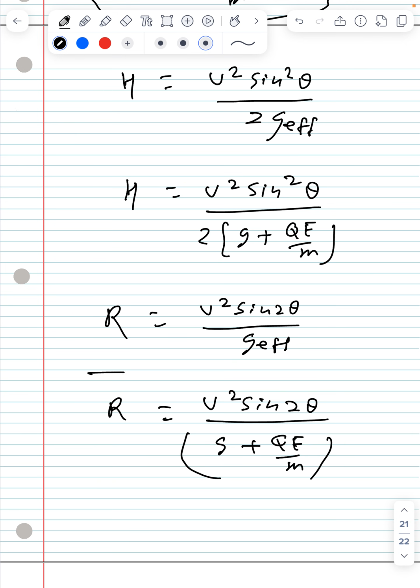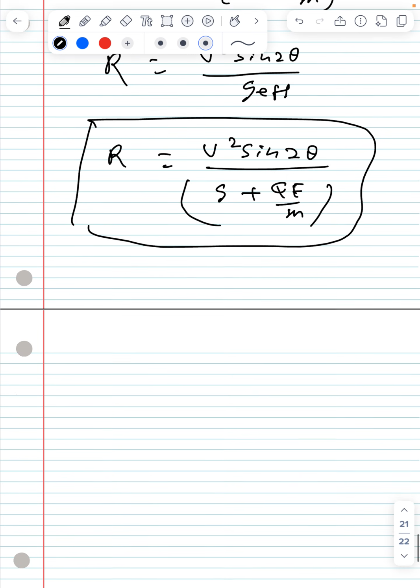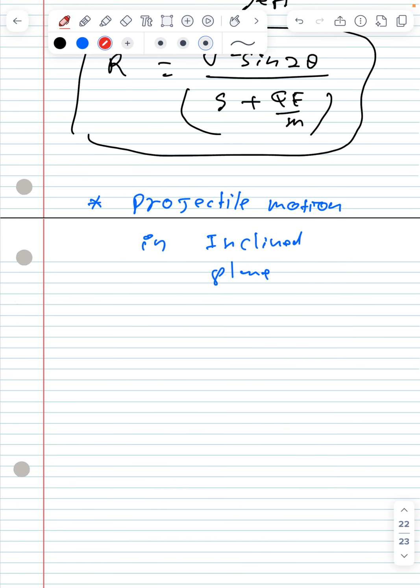And similarly calculate the range of the projectile, meaning the horizontal range: u square sin 2 theta divided by g effective, and the value of g effective, so R equal to u square sin 2 theta divided by g plus QE divided by m, right. This is the best concept about projectile motion, right.